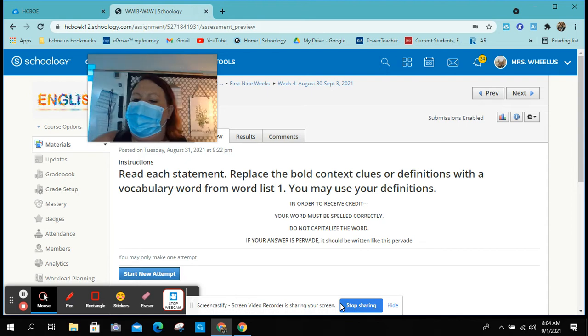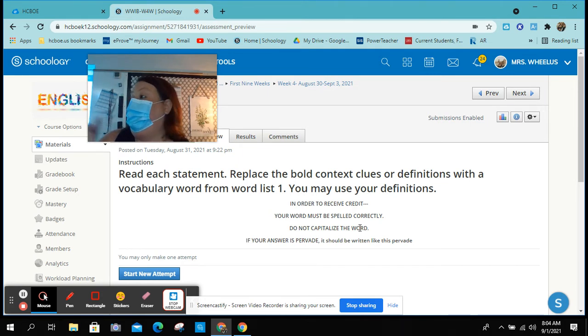All right. Once you do that, let's read these directions. Read each statement. Replace the bold context clues or definitions with a vocabulary word from word list 1. You may use your definitions.